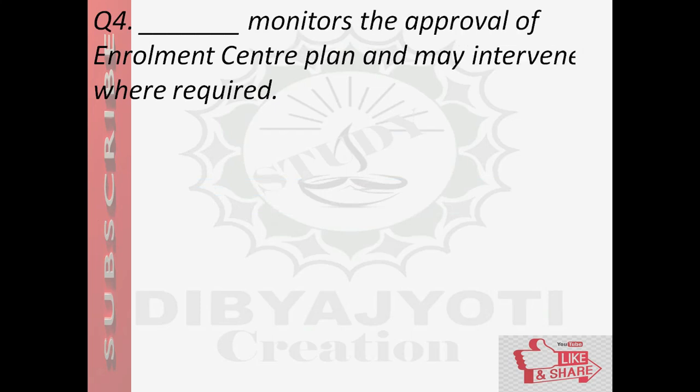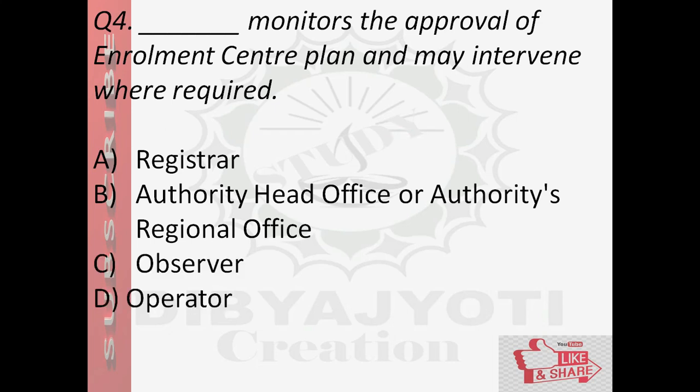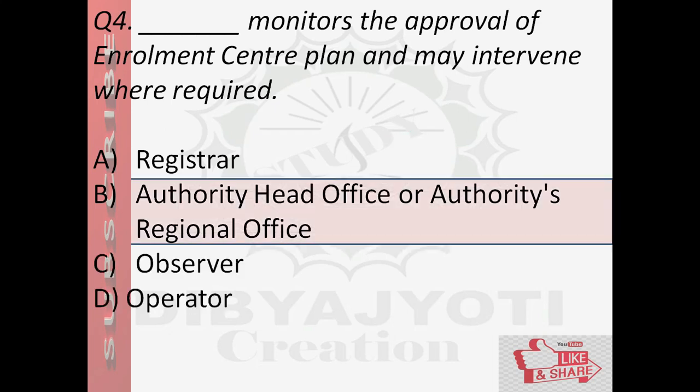Then next, DASH monitor the approval of enrollment center plan and may intervene where required. Options are option A, registrar. Option B, authority, head office or authorities, regional office. Option C, observer. Option D, operator. And answer is option B, authority, head office or authorities, regional office.